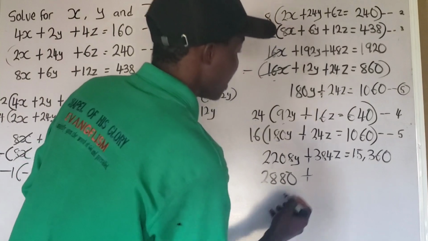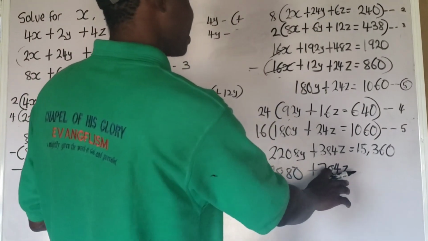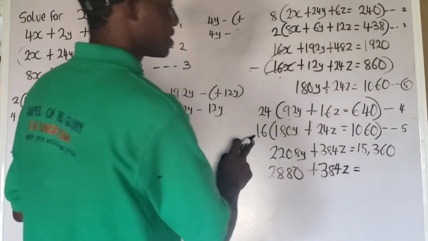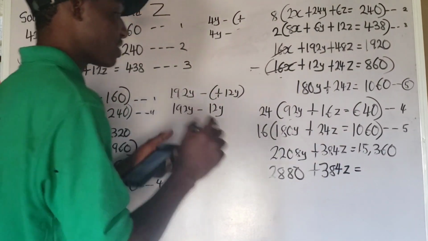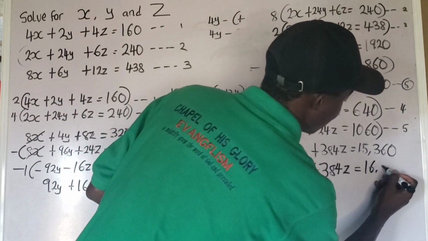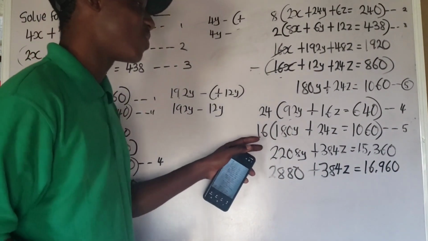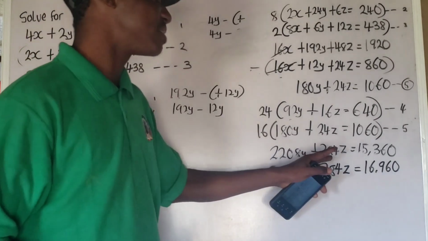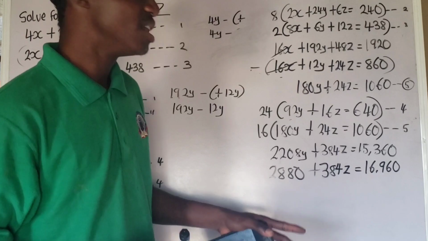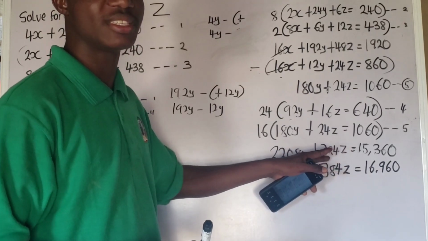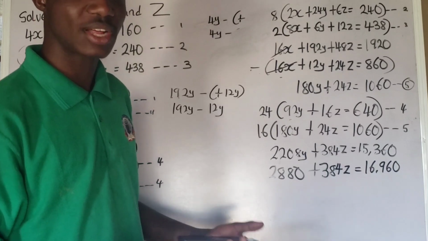Plus, okay, 16 multiplied by 24z gives us 384z is equals to 16 multiplied by 1,060. That is 16,960. Okay. Now, if you look at both equations now, they both have the same coefficient of z. The coefficient of z in this equation is what? 384, and the coefficient of z in this equation now is also 384. You can see now they are the same.